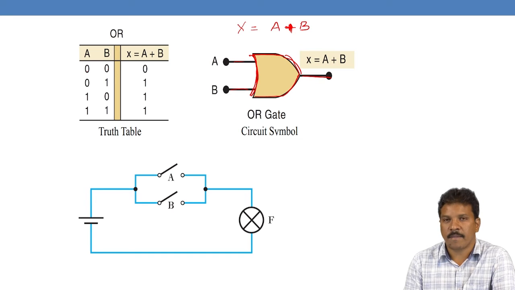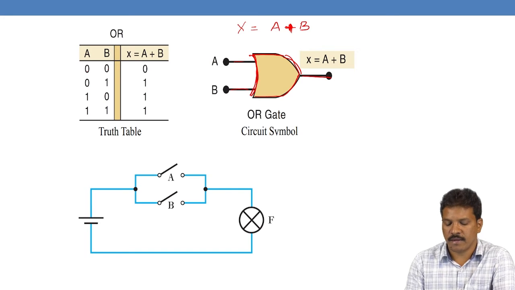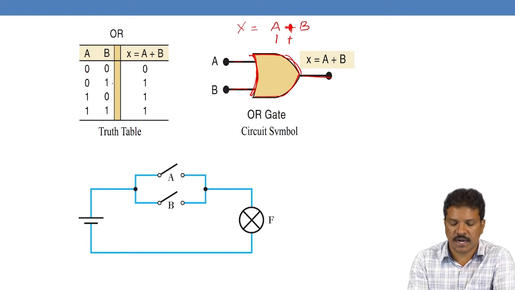In this case it is a logical OR operation. If any one input is high, the entire output will be high. In the second case, 0, 1, one input is high; 1, 0, one input is high; 1, 1, both inputs are high. So the output is logic high. Any one input high gives output 1, and when both are 0, the output is logic 0.